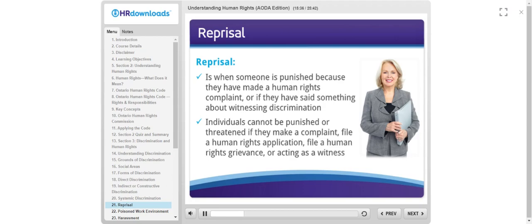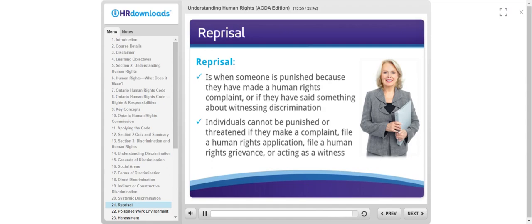Reprisal is when someone is punished because they have made a human rights complaint or if they have said something about witnessing discrimination against a ground protected under the Code. Individuals cannot be punished or threatened with punishment if they make a complaint, file a human rights application, file a human rights grievance, or act as a witness at a human rights hearing.